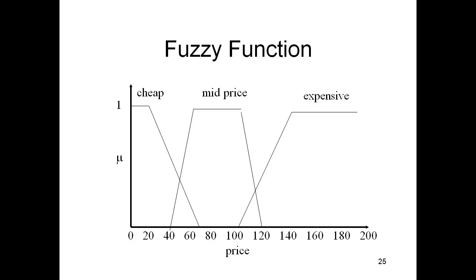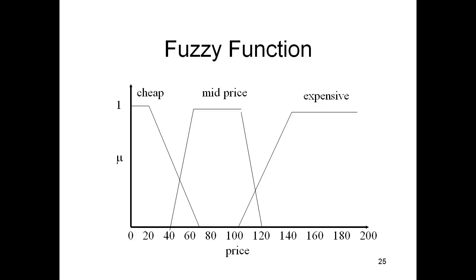And now we have three fuzzy sets. We have a fuzzy set cheap, we have a fuzzy set mid-price, and we have a fuzzy set expensive. Here we have the prices in euro, and here we have the membership function, and we can be between 1 and 0. I guess you understood it.